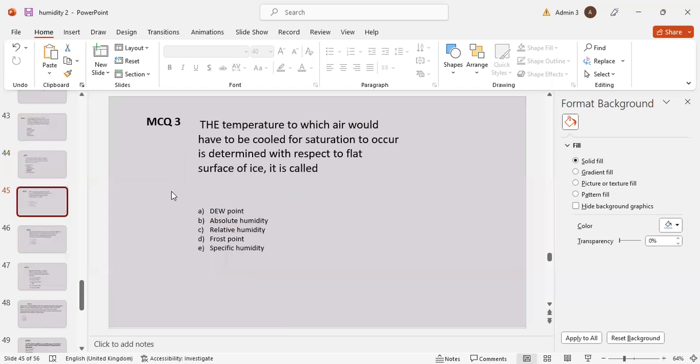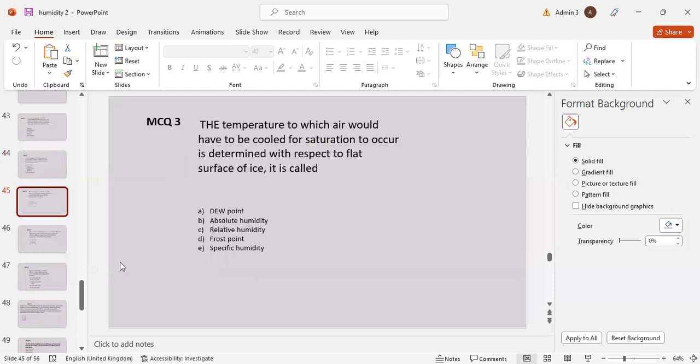MCQ number 3. The temperature to which air would have to be cooled for saturation to occur, determined with respect to a flat surface of ice, is called: A, dew point; B, absolute humidity; C, relative humidity; D, frost point; and E, specific humidity.